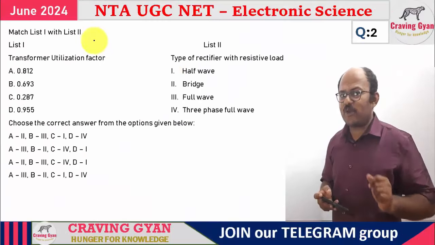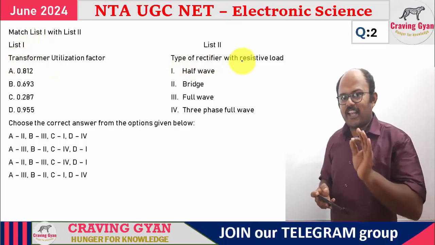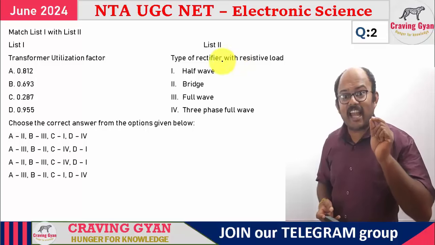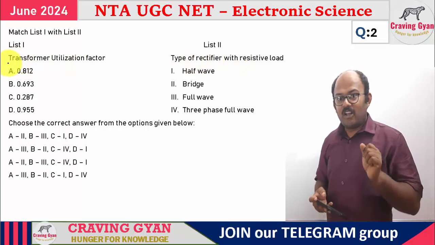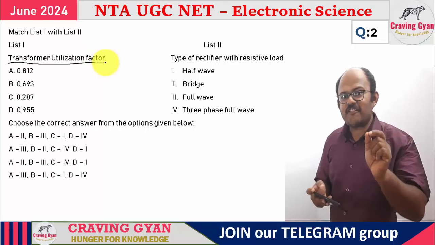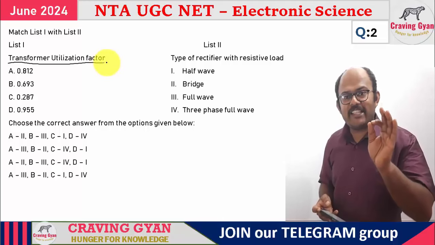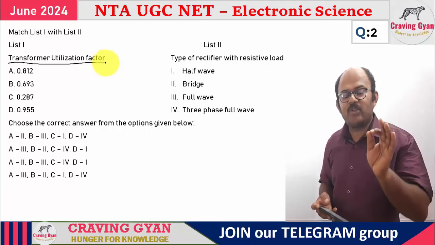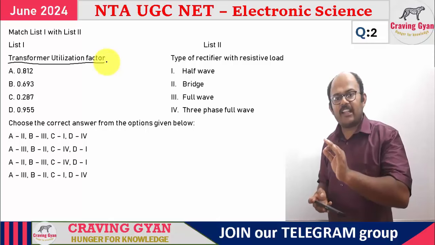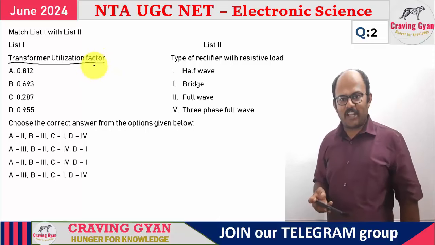In the second question, what they are asking is, in list 1, they have given the numbers. In list 2, they are asking, what is the type of rectifier? Now, look at the things. What is the definition of transformer utilization factor? It is the amount of DC level you have obtained relative to the AC quantity that is being injected. So that ratio you are going to take.